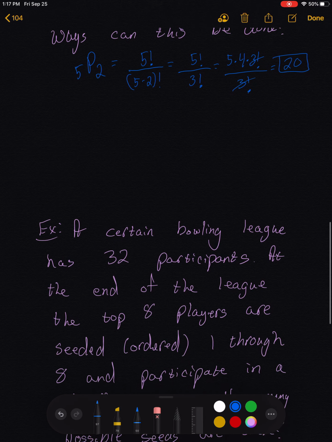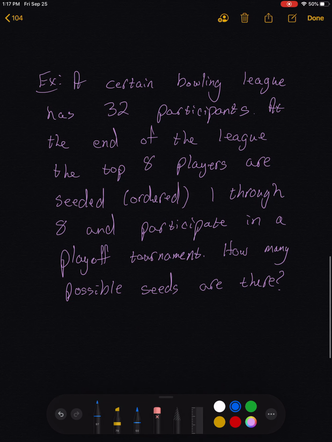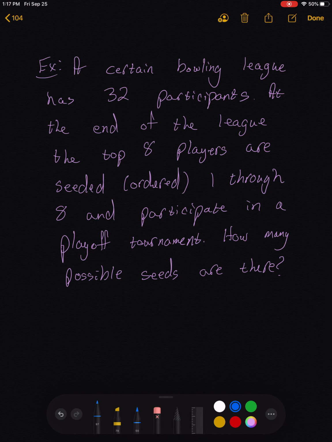Okay, let's look at another example, this one a bit longer. Suppose a certain bowling league has 32 participants. And at the end of the league, the top 8 players are seeded, in other words, put in order 1 through 8, and participate in a playoff tournament. So we would say the top player in the league is the first seed, the second best player is the second seed, and so on, down to the 8th best player, who would be the 8th seed. So we have seeded the top 8 players, seeds 1 through 8. The question is, how many possible seedings are there?